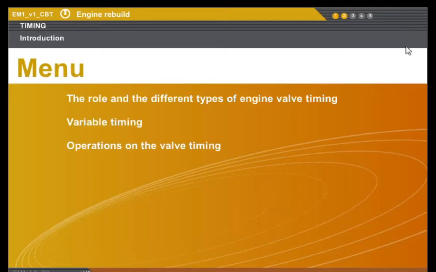This lesson will cover the following topics: the role and the different types of engine valve timing, variable valve timing, operations on the valve timing.